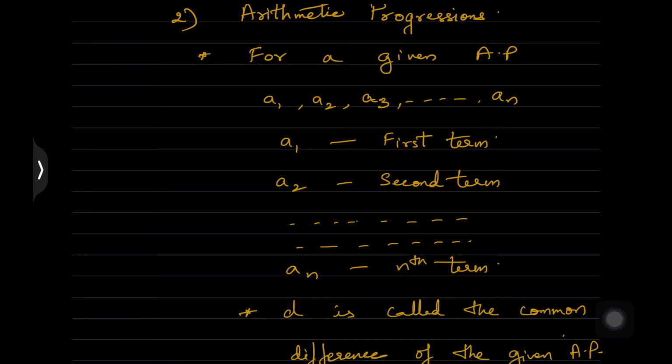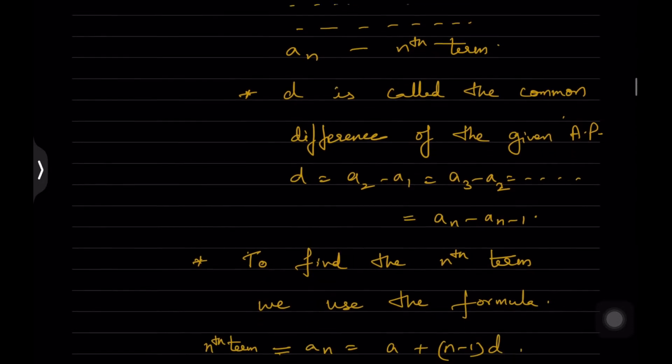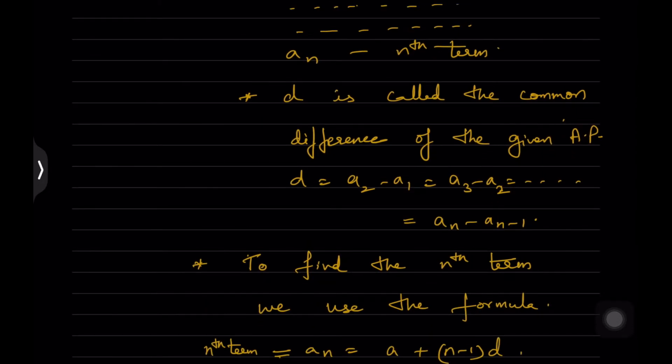So these are the different terminology we use. And d is called the common difference of the given AP, and this is very, very important. Here you have to remember what the common difference, first term, second term, and last term are. Now d is nothing but a2 minus a1, that is the second term minus the first term, or you can also take the third minus the second, the successive difference, the succeeding minus the preceding, and so on up to an minus a(n-1). You will get the same common difference. When the common difference is the same throughout, it is said to be in AP. Therefore d is equal to a2 minus a1.